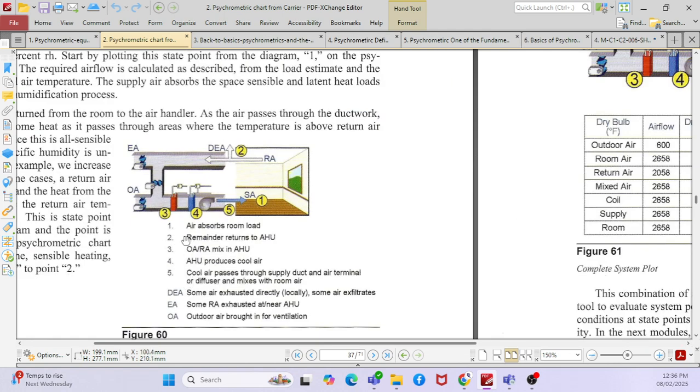So by using this one, the air absorbs room load, right? Room air absorbs the room load, whatever the heat here it will absorb, and the remainder air will be returned to the AHU. This is return air. Okay, then here it will be mixed. Exhaust air, the outside air and return air will be mixed here. Then it will go to the AHU, which produces cool air. This is the coil. It will produce the cool air, right? Remember, some AHUs have mixing boxes where some of the air will be exhausted, and some air will enter, which is called outside air.